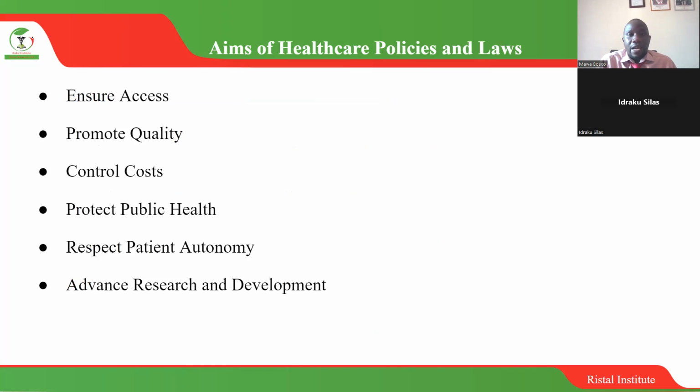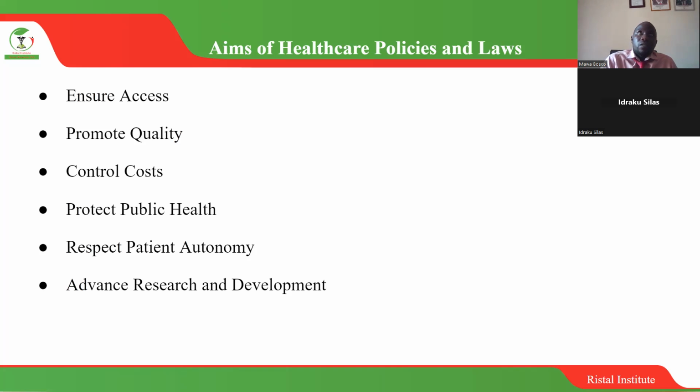So generally, like I said, health policies and laws protect the population. So how do you protect the population? Is by ensuring that the population has access to healthcare services that are actually of quality. You also don't want people to go to health facilities and then they spend a lot of money. So you want to control the costs, and then you have issues to do with protecting or respecting patients' autonomy, and then also allowing for research to be carried out.